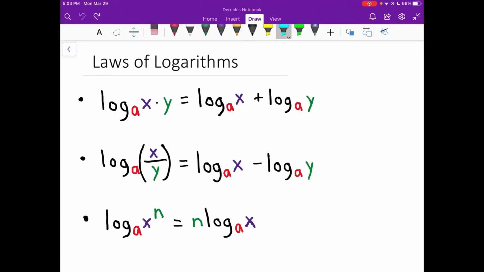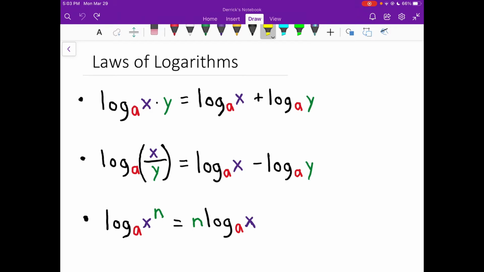In this video, I want to talk about the three laws of logarithms that you see on your screen right now and how we can use them to expand and condense different expressions.